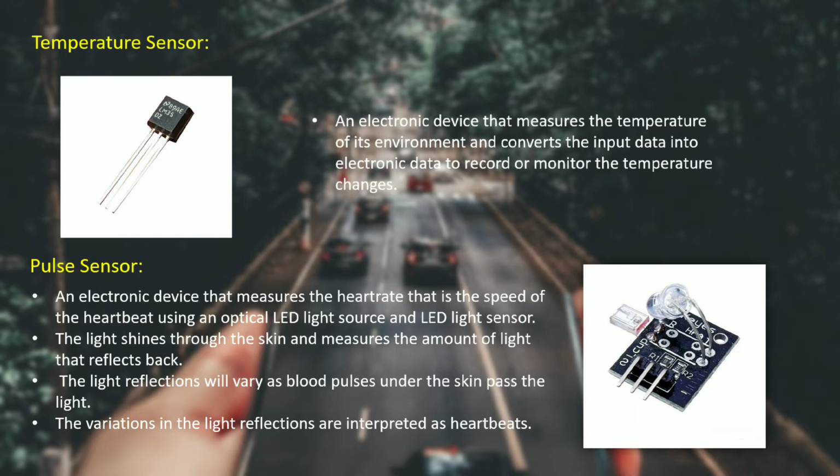Temperature sensor, an electronic device that measures the temperature of its environment and converts the input data into electronic data to record or monitor the temperature changes. Pulse sensor, an electronic device that measures the heartbeat, that is the speed of the heartbeat, using an optical LED light source and LED light sensor. The light shines through the skin and measures the amount of light that reflects back. The light reflection will vary as blood pulses under the skin pass the light. The variations in the light reflections are interpreted as heartbeats.